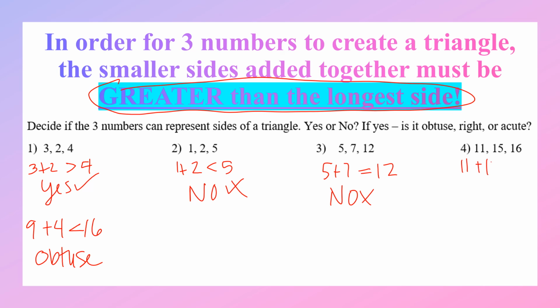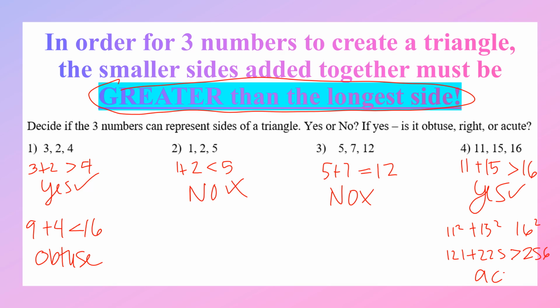11 plus 15 are my two smallest sides. Because that added together is greater than my longest side, this is a triangle. And to figure out what kind of triangle it is, 11 squared plus 15 squared, and then 16 squared. 11 squared is 121 plus 225, which is definitely greater than 16 squared, which is 256. So this is an acute triangle.